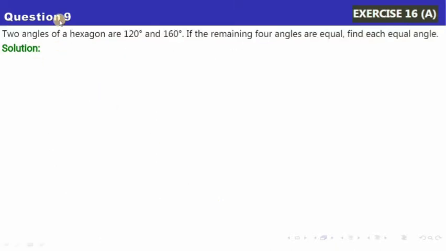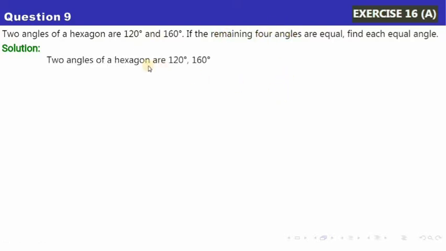Let's have question number 9. Two angles of a hexagon are 120 degrees and 160 degrees. So in a hexagon, you know that there are exactly 6 angles, and out of them 2 angles are given. If the remaining 4 angles are equal, find each equal angle. So out of 6, 2 are given and the 4 remaining are equal to each other.